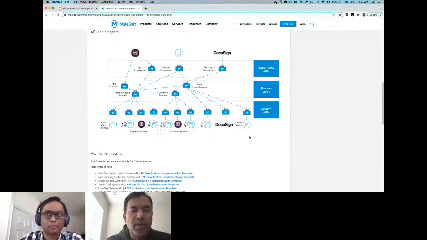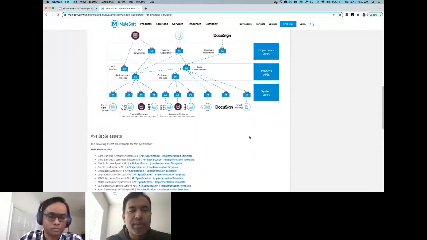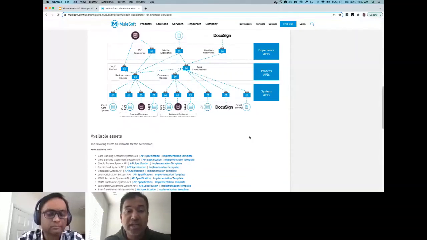So all you need to do is, nothing changes from the experience, process, and system APIs that you already have in place. All you need to do, while you're building this UI for specific requirements, is build an experience API that goes and takes the data from the built-in process APIs, which in turn interact with the system APIs, and you have all the data that you need for your requirement.